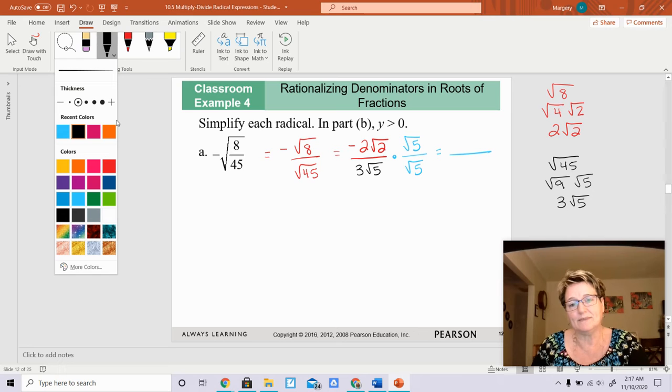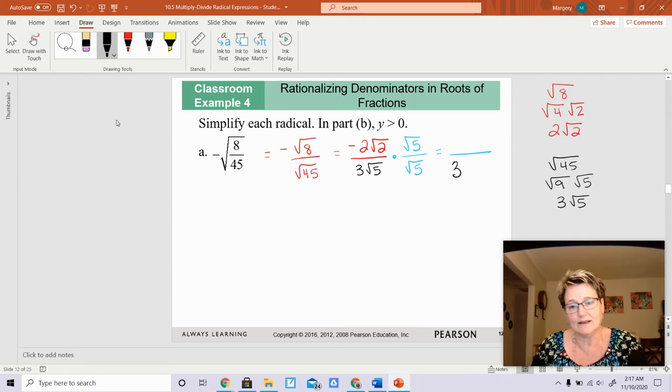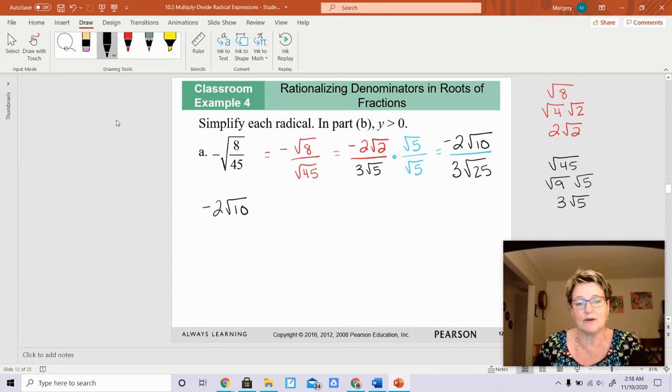3 times 5. So I have 3 square roots of 25. I just want to show all my work. Why not? And then the numerator, I have negative 2 square roots of 10, because the square root of 2 times the square root of 5 is the square root of 10. So now I'm left with negative 2 square roots of 10 in the numerator, but in the denominator, I have 3 times the square root of 25, which is 5. So I get negative 2 square roots of 10.